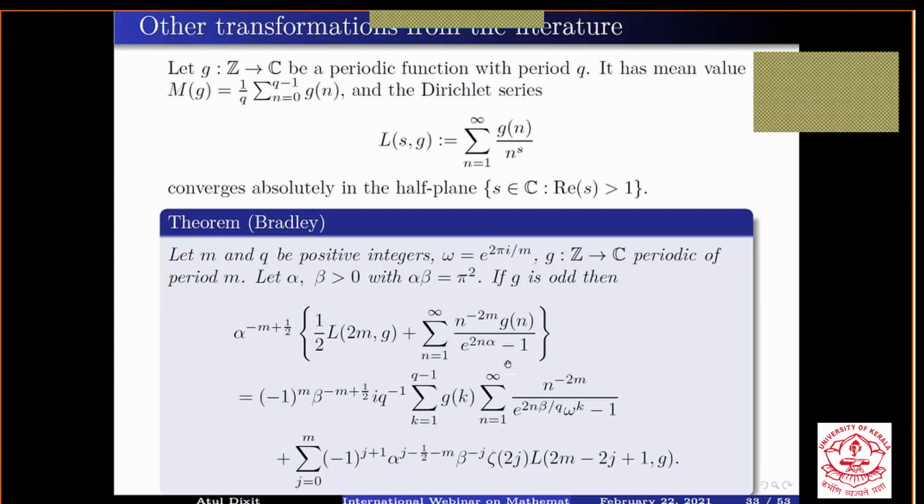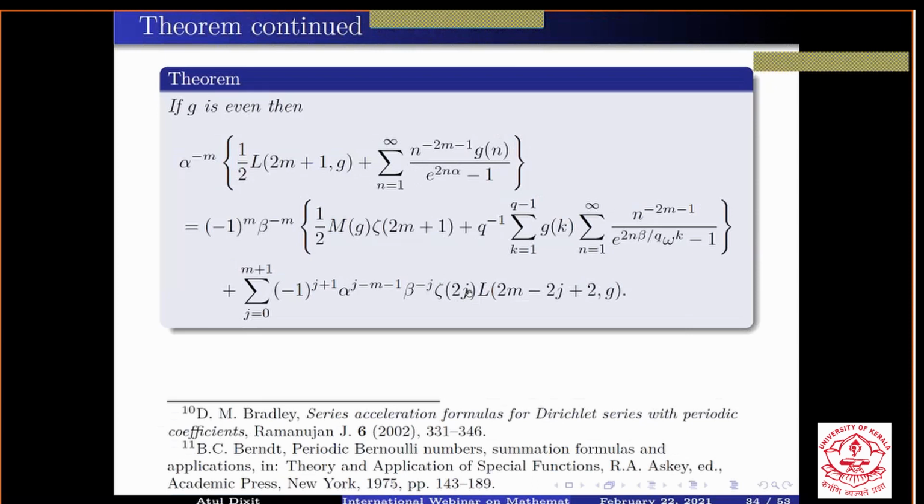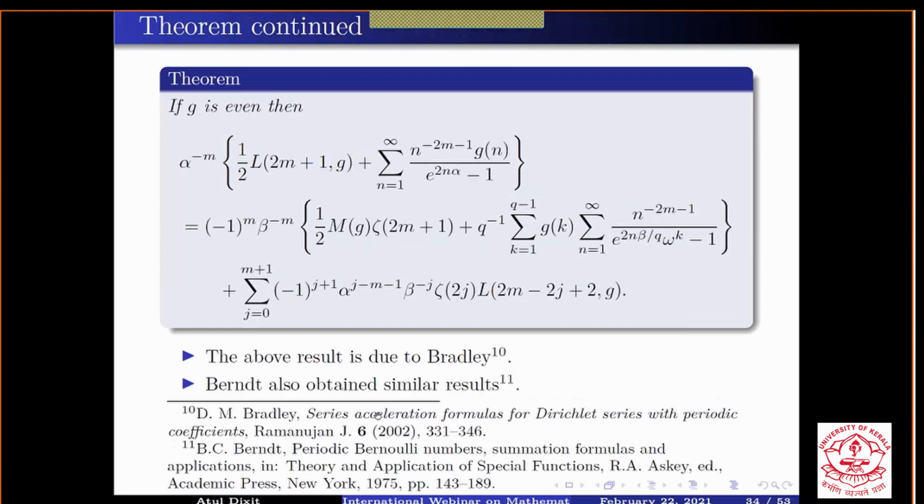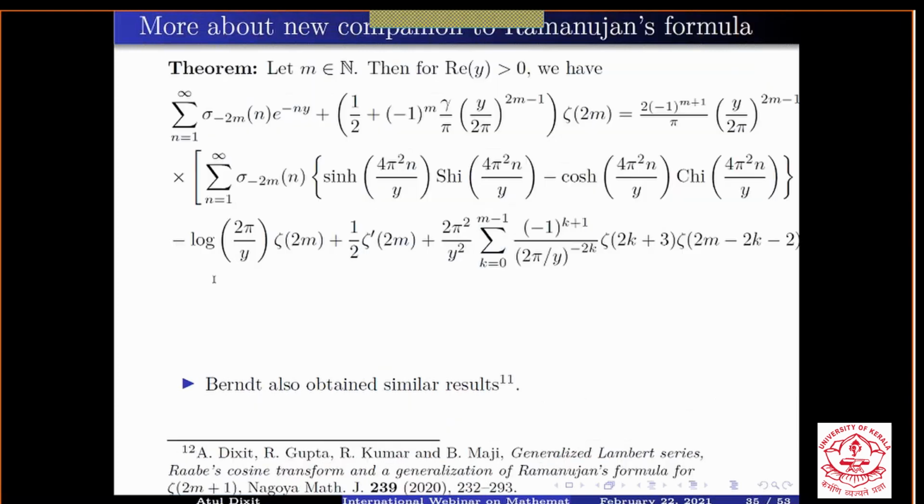You can continue. Yeah. So one actually cannot put g identically equal to 1, because when g is odd, one doesn't get g identically equal to 1, because it's an even periodic function. One can actually have a corresponding result, but when you put g identically equal to 1, you are getting back Ramanujan's result. So the companion formula doesn't come from any of these results of Bradley or from some results by Professor Berndt also, because in all of these cases, one has the even zeta values appearing for g being an odd function, so you cannot put g identically equal to 1.